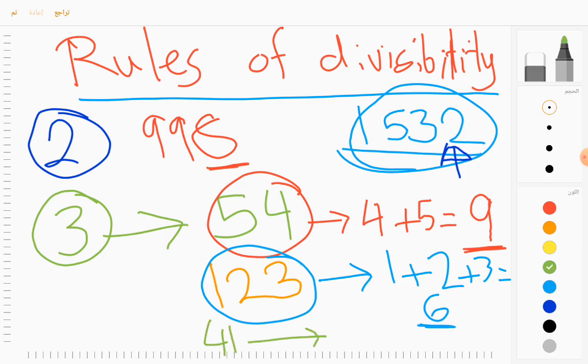So how about 41? Let's add the digits. 4 plus 1 equals 5, and 5 is not divisible by 3, so 41 is not divisible by 3. Okay?